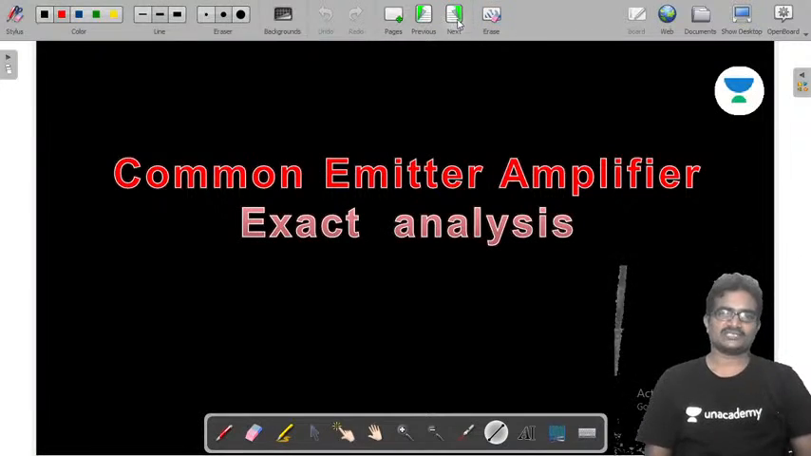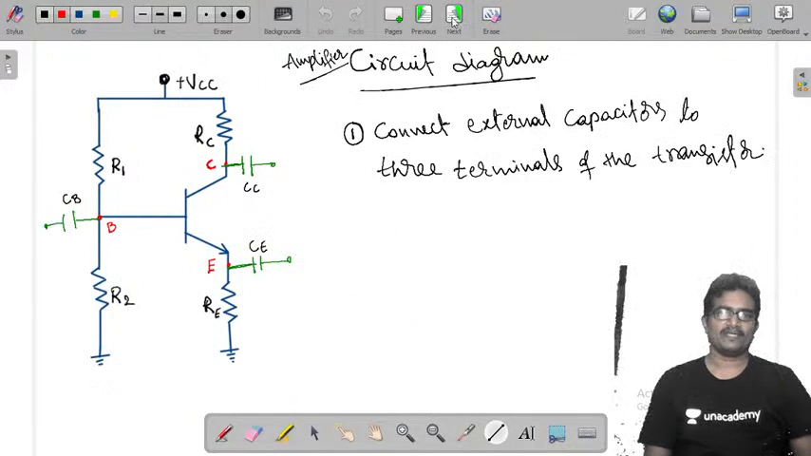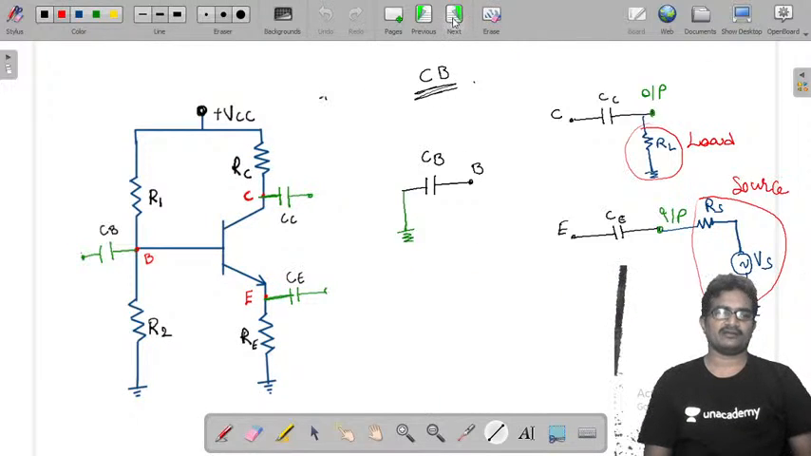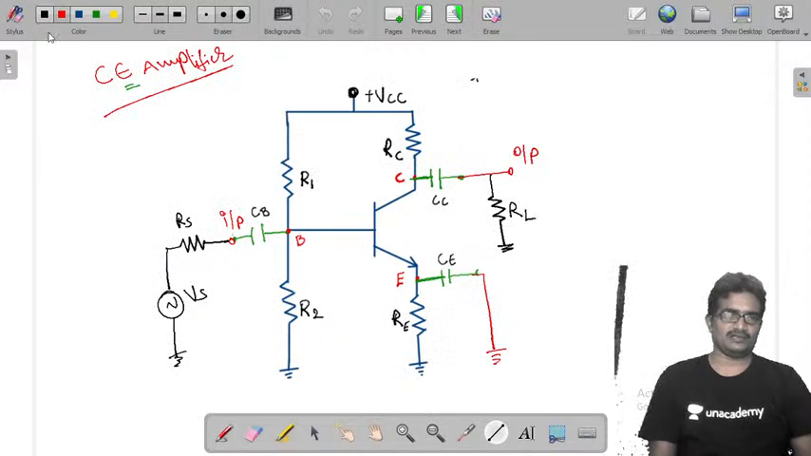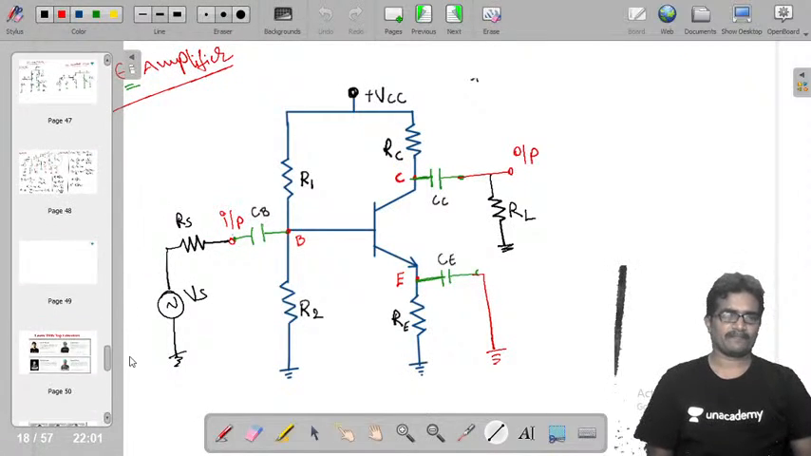Now just before we completed the previous sessions on all amplifiers, in amplifier analysis we use the H parameter. Okay, now let us go and do a little bit of analysis on the H parameter.